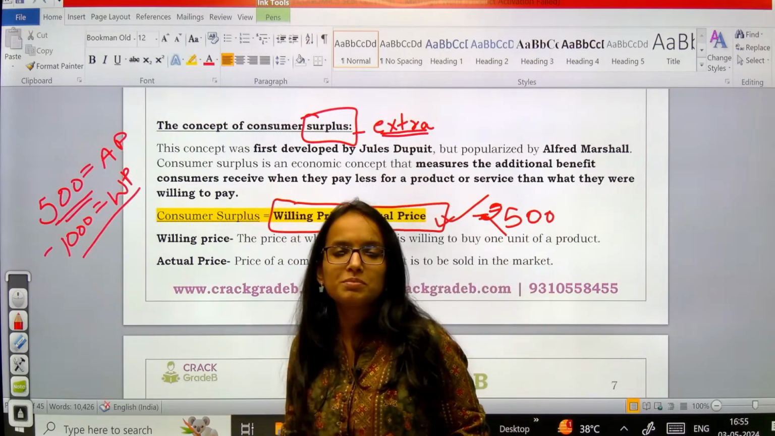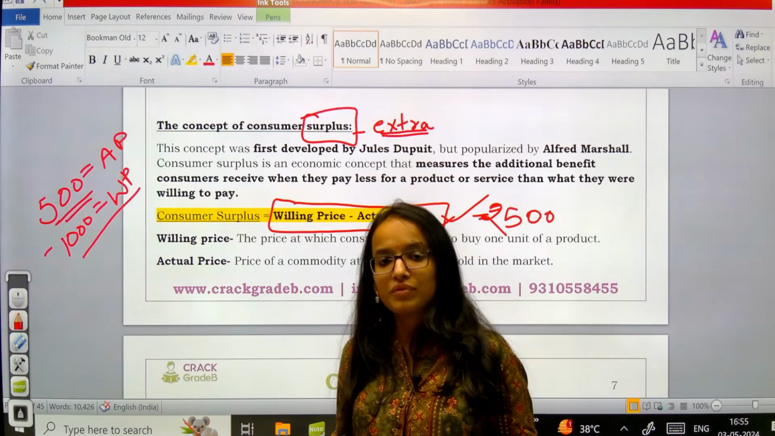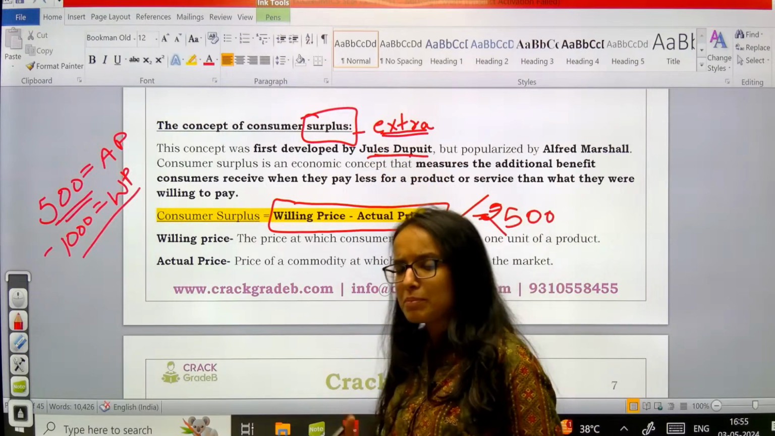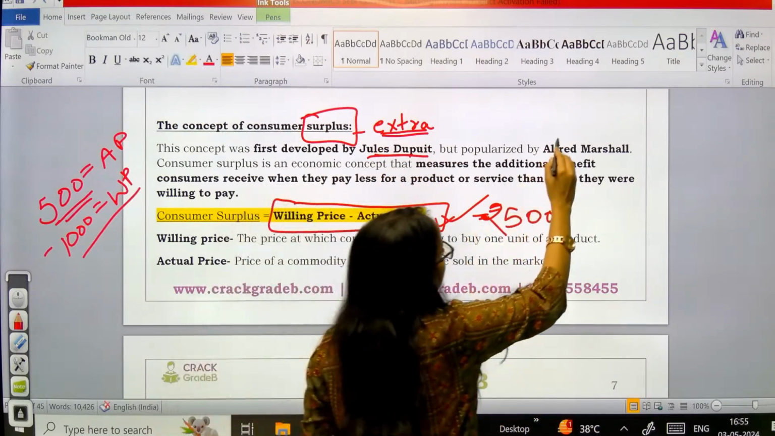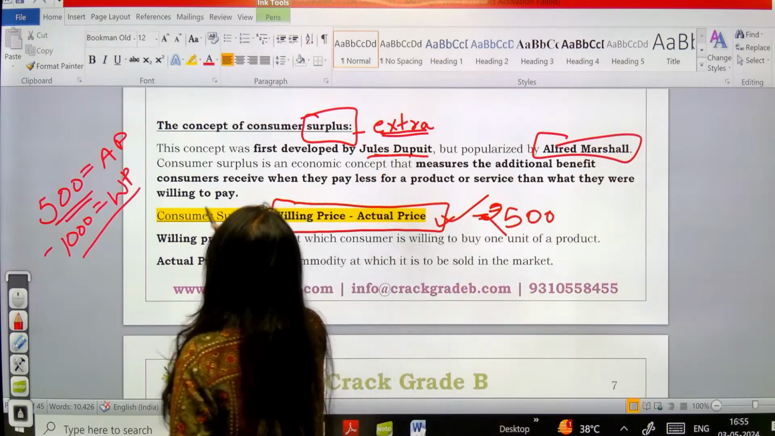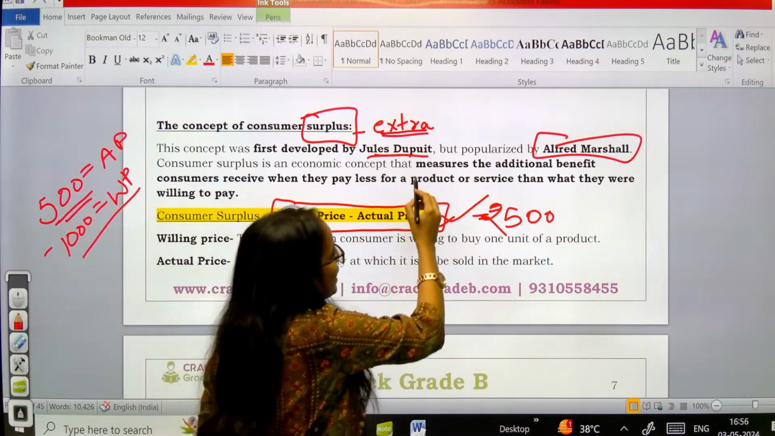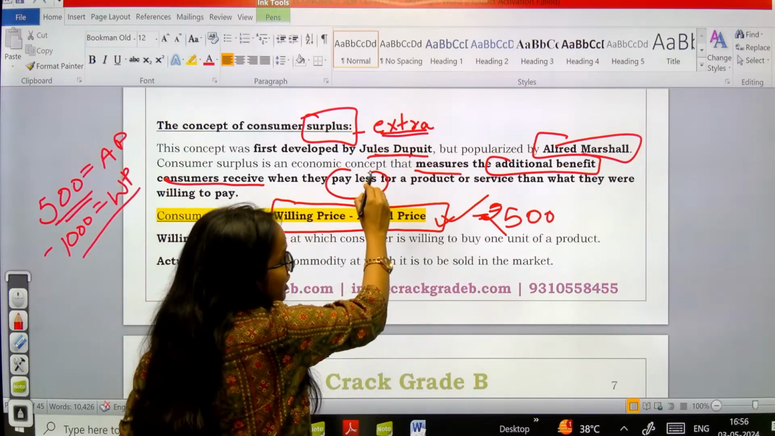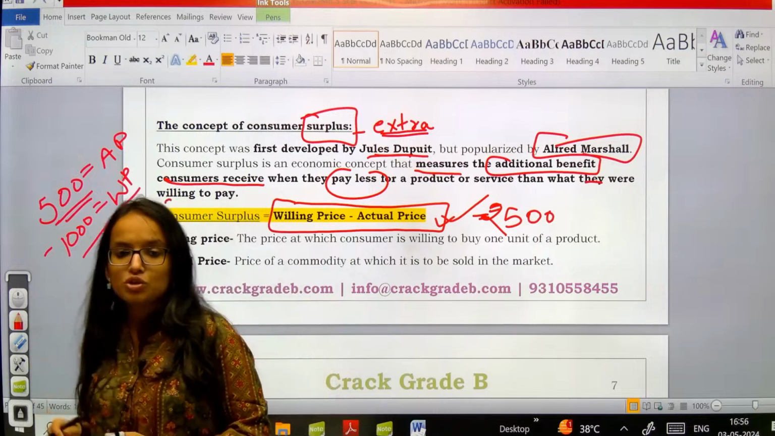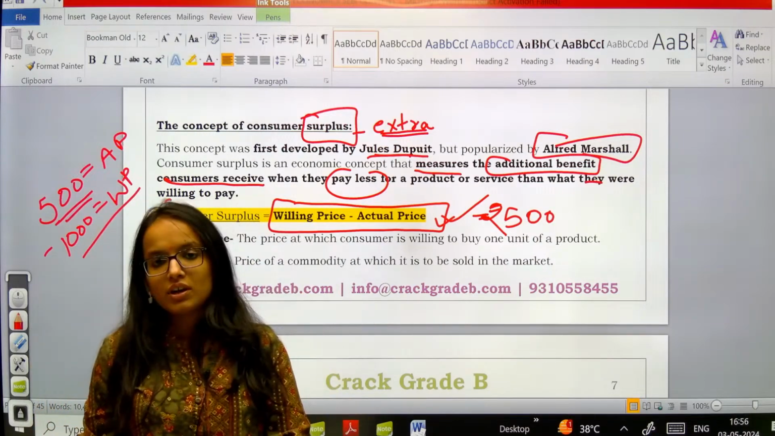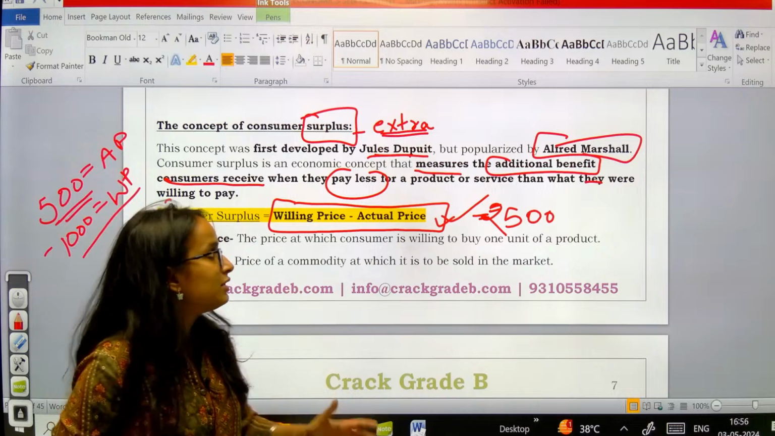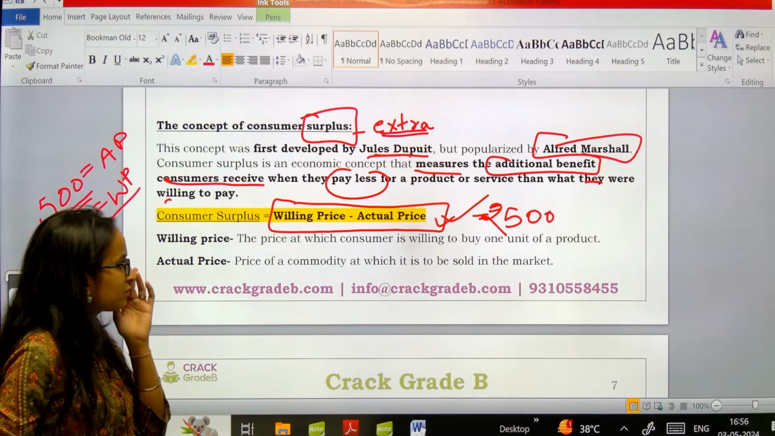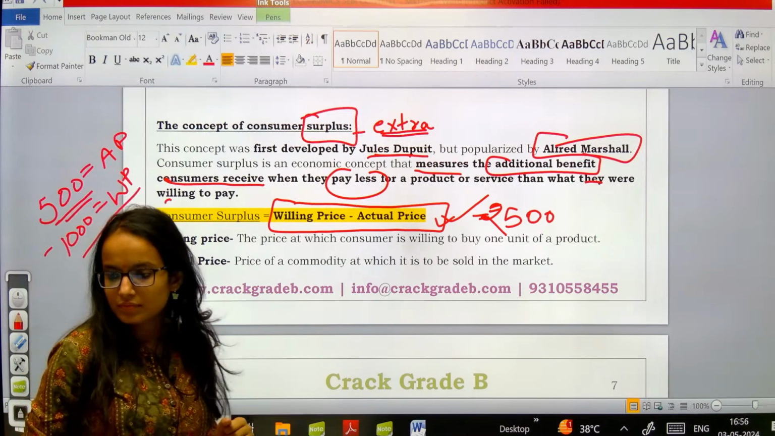This concept was firstly given by a French engineer and economist, Jules Dupuit, but it was popularized and later propounded by Alfred Marshall. We are very familiar with Alfred Marshall. Consumer surplus is an economic concept that measures the additional benefit consumers receive when they pay less for a product than what they were willing to pay. So when you actually pay less for the product than you are willing to pay, this situation is called consumer surplus. Is that clear?